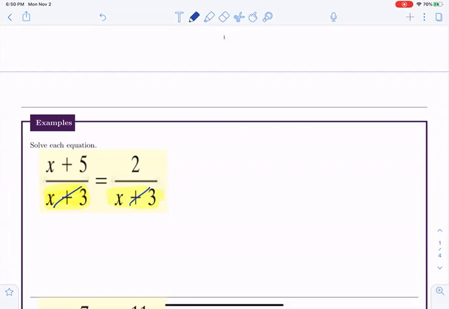Keep in mind, you can only do that if we have a rational function on the left-hand side of the equation, rational function on the right-hand side of the equation. In other words, you can't have plus 4 or minus 2 and try to get rid of that x plus 3. They have to be by themselves on either side. So if I get rid of the denominators, I simply have x plus 5 equals 2, which would mean x is equal to 2 minus 5. We'll get negative 3.